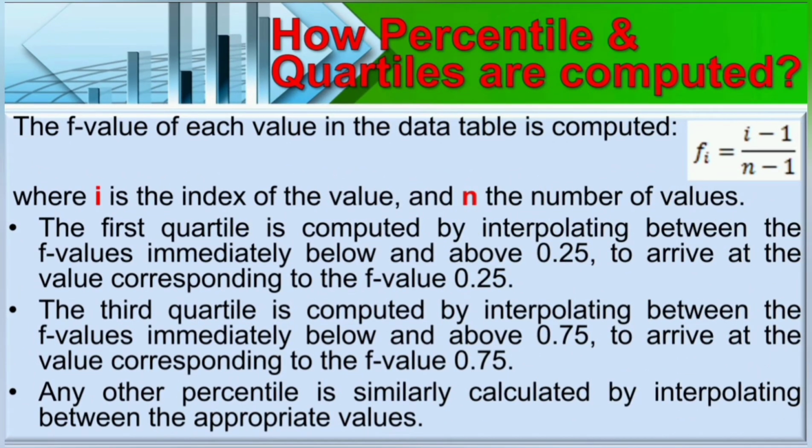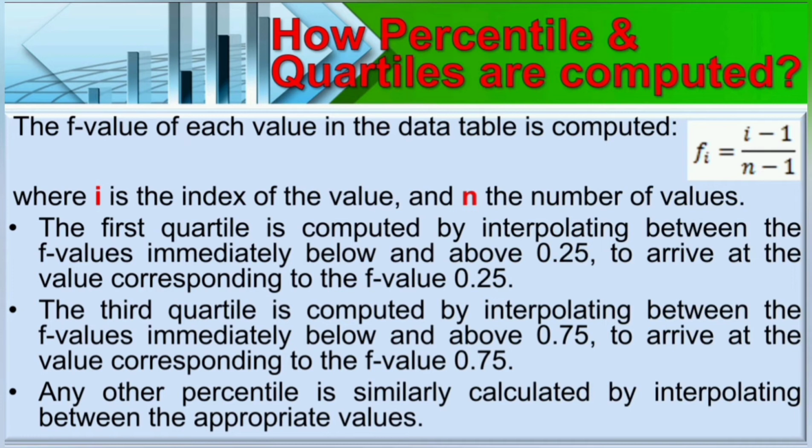How are percentiles and quartiles computed? The F value of each value in the data table is computed as Fi equals (i minus 1) divided by (n minus 1), where i is the index of the value and n the number of values. The first quartile is computed by interpolating between the F values immediately below and above 0.25 to arrive at the value corresponding to the F value 0.25.